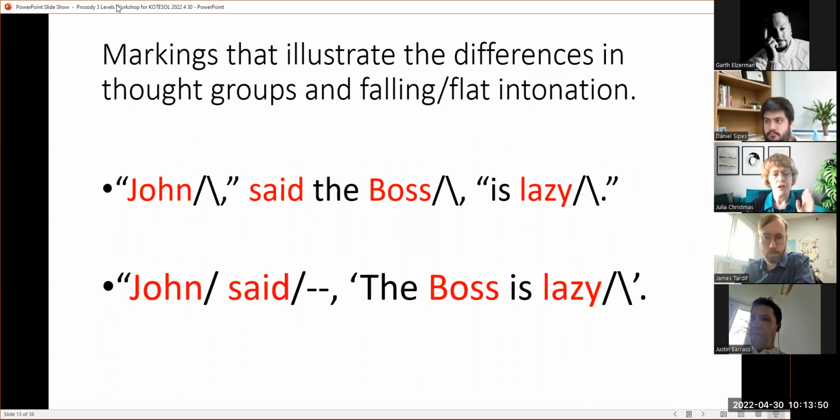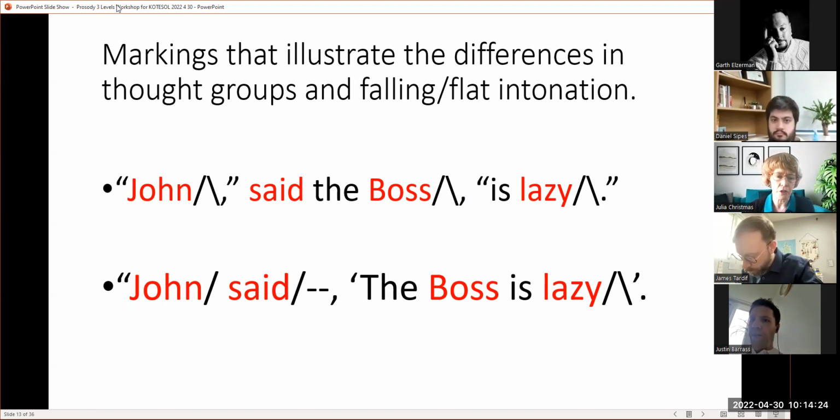John, let's try this one time. I always do this. John said the boss is lazy. John said the boss is lazy. So what's happening there with the slash marks is I'm marking a thought group, falling intonation, and then after boss again. So I've got this thought group and falling intonation, thought group and falling intonation.